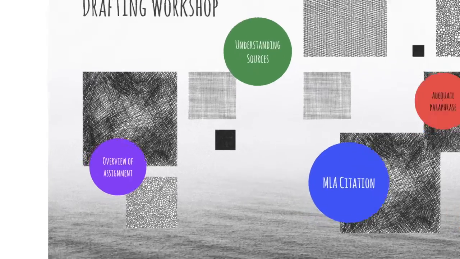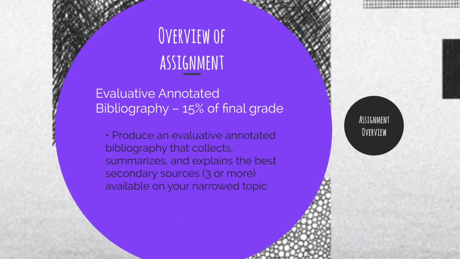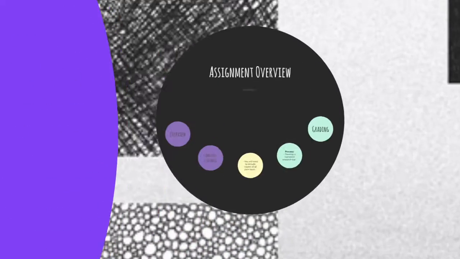So before we get started, I wanted to just do an overview of the assignment so we make sure we're all on track and we know exactly what we're doing. This evaluative annotated bibliography is worth 15% of your final grade, and you're going to produce a bibliography that collects, summarizes, and explains the best secondary sources, 3 or more, you need at least 3, that are available on your narrowed topic.